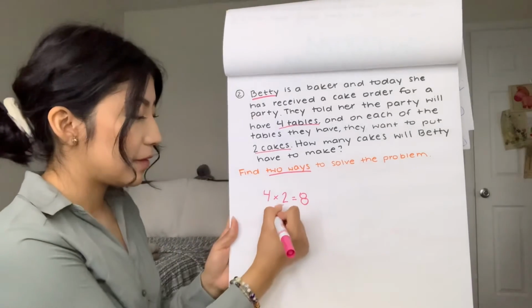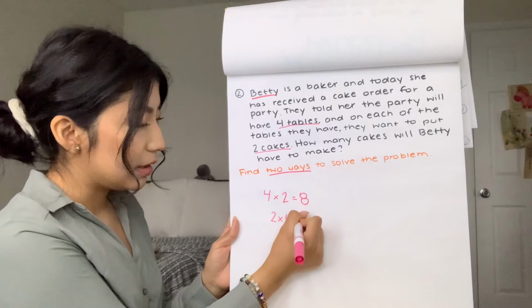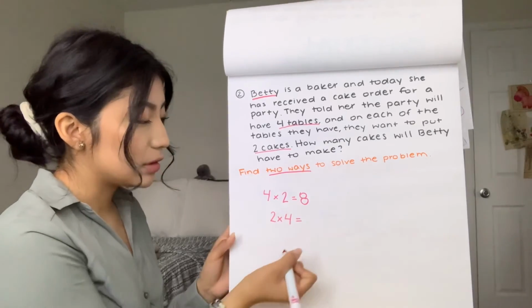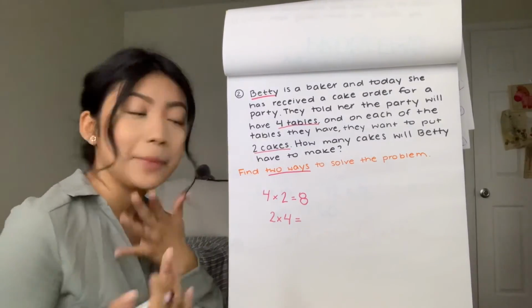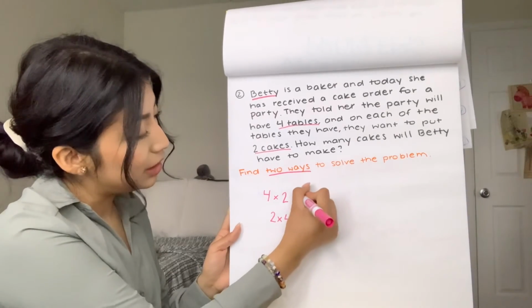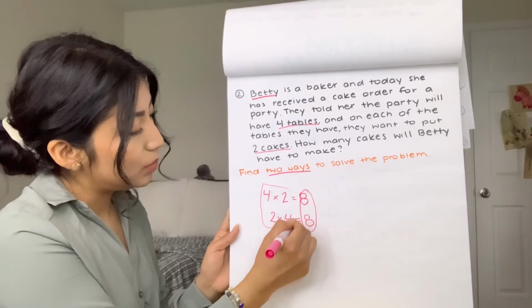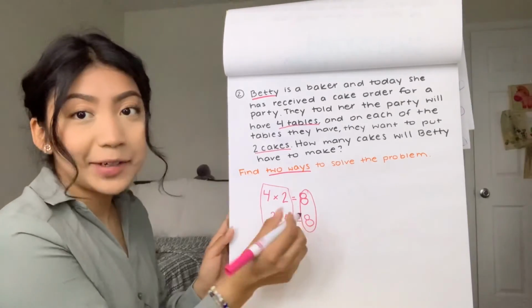Yeah. 2 times 4, awesome. Equals, what is 2 times 4? 8. And look at that. Oh, it looks a little funny. Sorry.